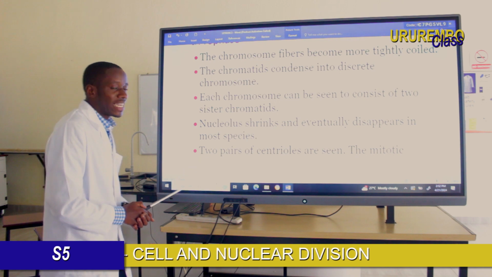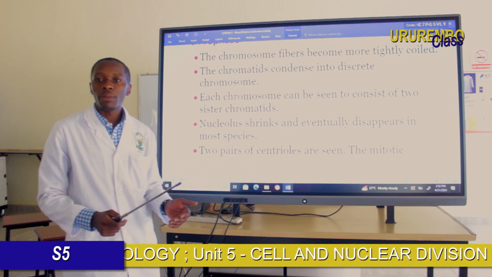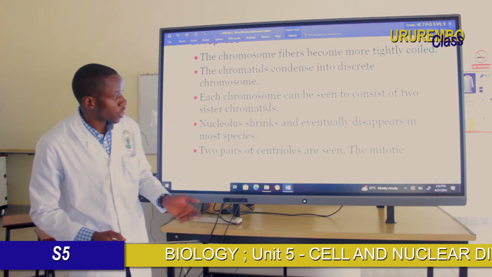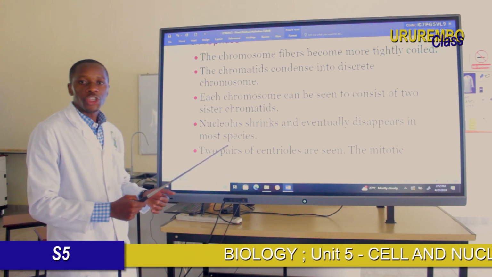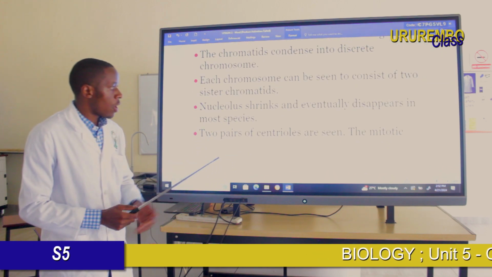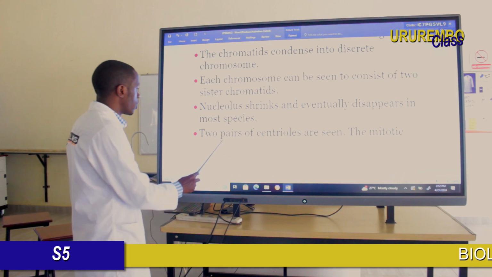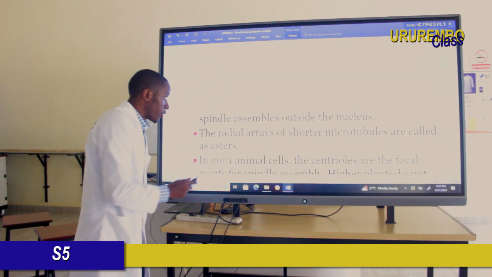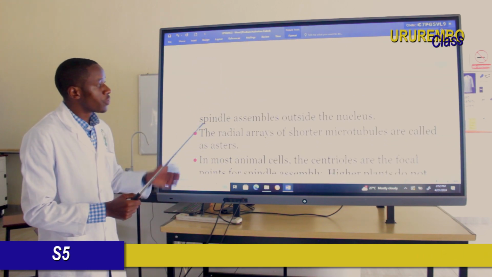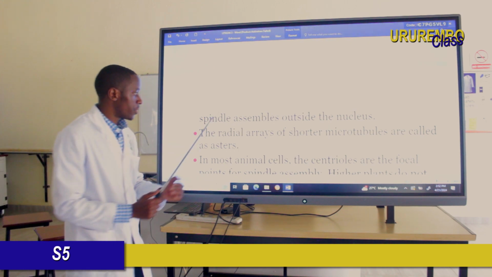When you say shrink, the size decreases, and in some species the nucleolus disappears. Then two pairs of centrioles are seen. Then the mitotic spindle assembles outside of the nucleus. These are also the characteristics of prophase.